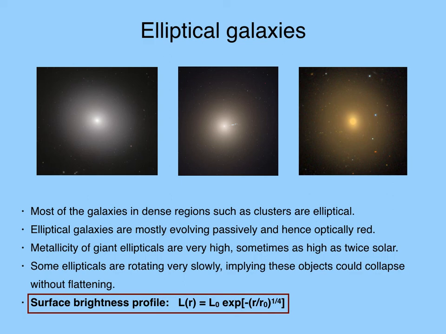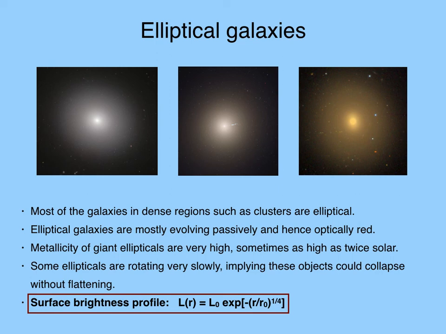Most of the galaxies in dense regions of space, such as clusters of galaxies, are generally elliptical galaxies. Elliptical galaxies, as we've already said, mostly are evolving passively and hence have optically red colors. Even the metallicity of giant elliptical galaxies is very high, sometimes as much as twice the value of the solar metallicity. And some ellipticals are rotating very slowly, implying that these objects could collapse without flattening.